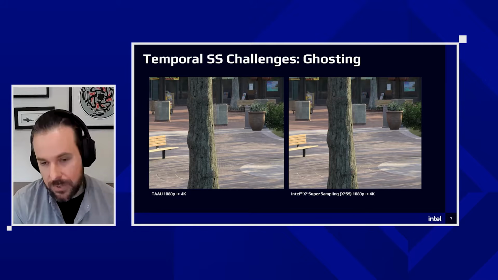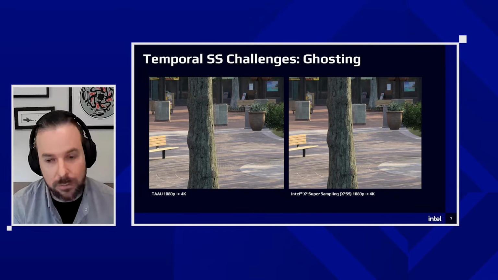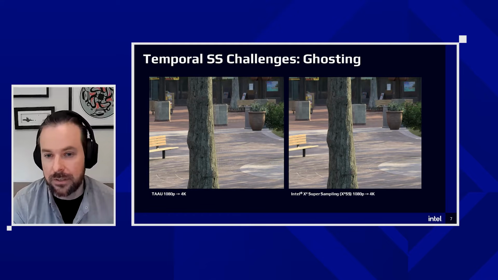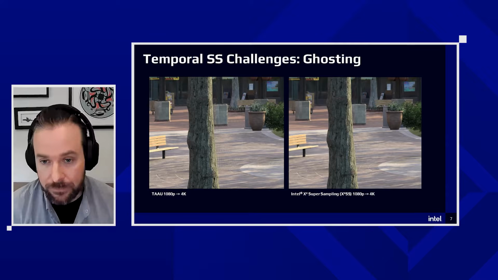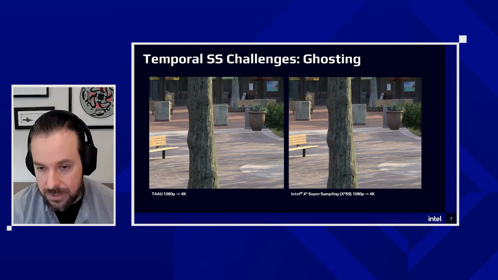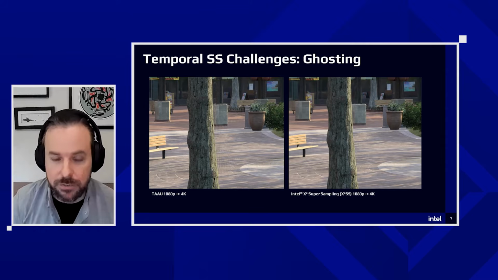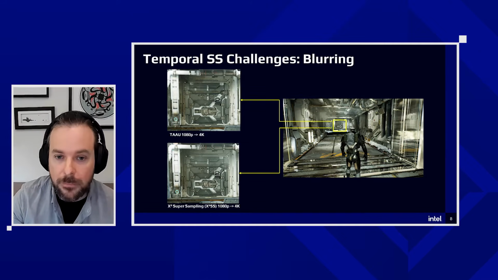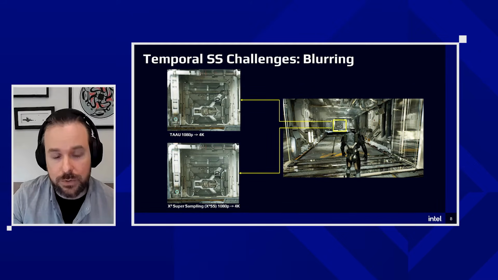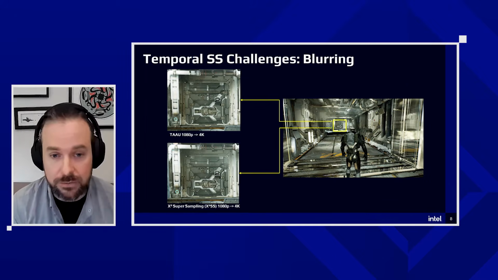And with XeSS, because it uses AI, and neural networks are really good at detecting complex structures in images, and they are really good at recreating them, we use this benefit to alleviate the effects of ghosting. And you can see on the right-hand side that the image clearly doesn't have this ghosting artifact that's present in TAA. And for the same reasons, you'll see better quality if you look at the blurring that TAA introduces.